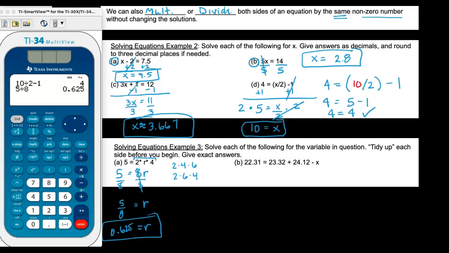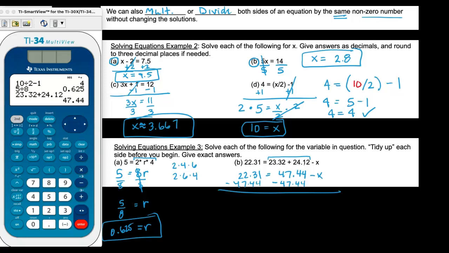And so let's look at B. With B, we've got some simplifying that we can do first, and it's to add these two numbers together. So I could just do 23.32 plus 24.12, and we end up getting 47.44 minus x equals 22.31. And then now I'm going to get x by itself by subtracting 47.44 from both sides.